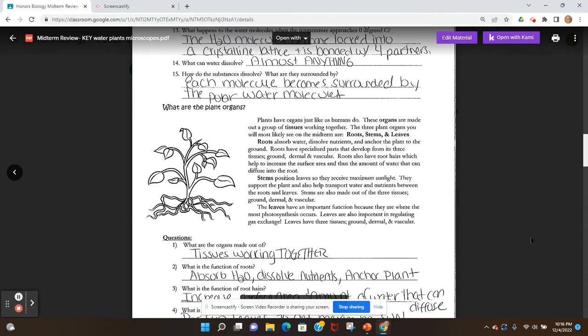What are the plant organs? Plants have organs just like humans do. These organs are made out of a group of tissues working together. The three plant organs you will most likely see on the midterm are roots, stems, and leaves. Roots absorb water, dissolved nutrients, and anchor the plant to the ground.